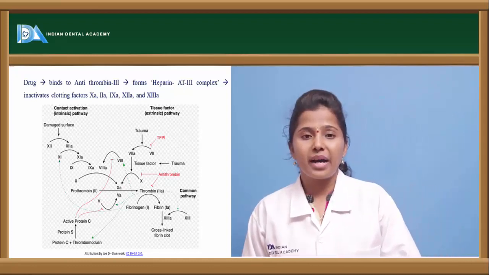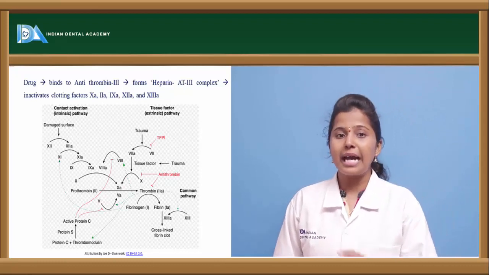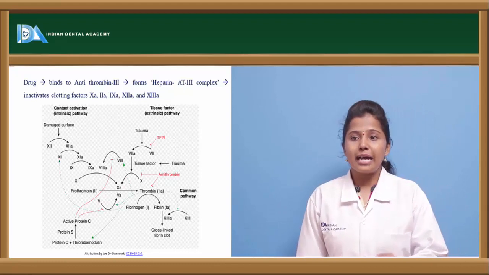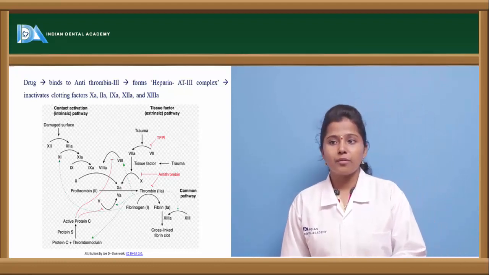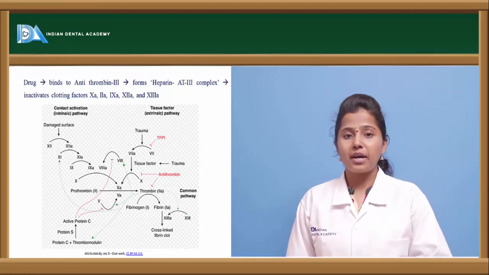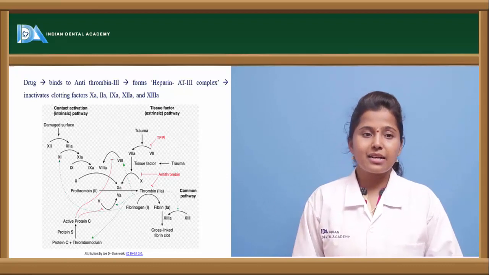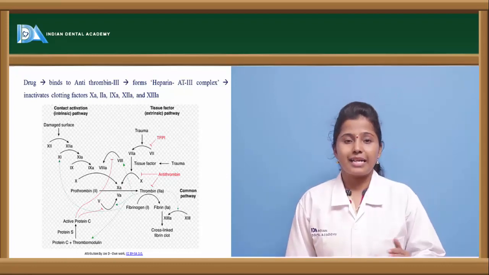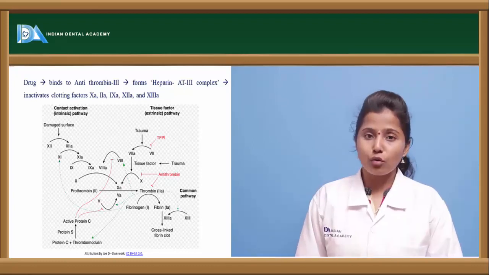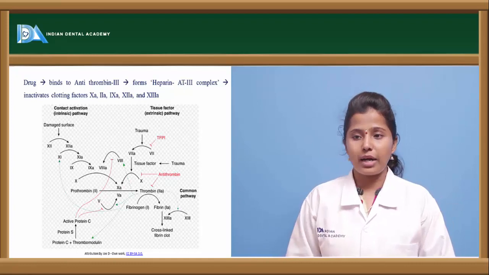Heparin binds to antithrombin 3, and it forms a complex with heparin. When heparin binds with antithrombin 3, it forms a complex, and this complex inactivates all the clotting factors like 10A, 2A, 9, 10, 11, 12 and thrombin, which inhibits the process of coagulation.